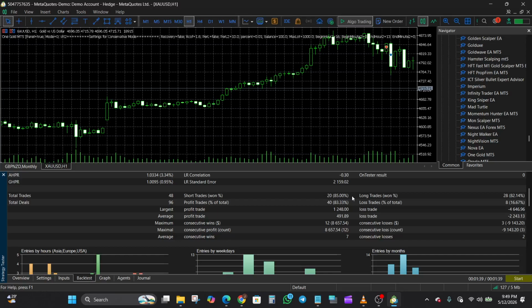Overall, One Gold EA seems focused on simplifying gold trading through automated analysis and adaptive market monitoring, while still giving traders customization flexibility through different optimization and risk settings. But as always, historical backtest performance should only be viewed as historical analysis, not a guarantee of future profitability. Results can vary depending on broker execution, spreads, slippage, leverage, market volatility, optimization settings, and overall risk configuration.